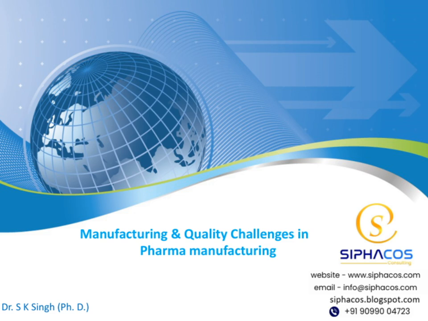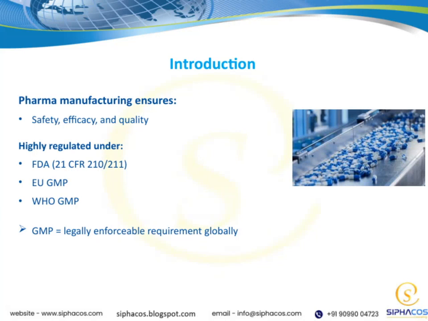Let's get started. Welcome to Slide 2. Here, we're focusing on the core purpose of pharma manufacturing. It's all about ensuring safety, efficacy, and quality of the medicines we produce. These are the foundational pillars that guarantee patients receive treatments that are not only effective, but also safe to use and of consistent quality. Now, because medicines directly impact people's health, the industry operates under strict regulations.